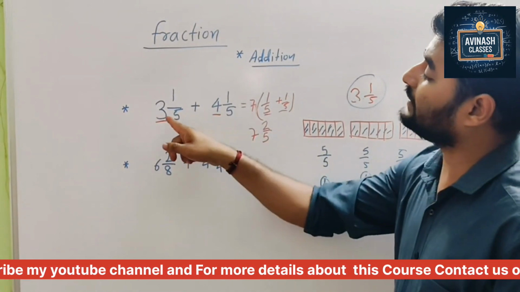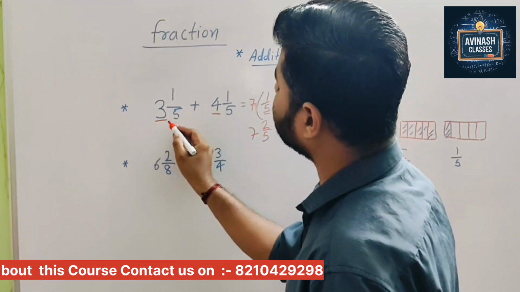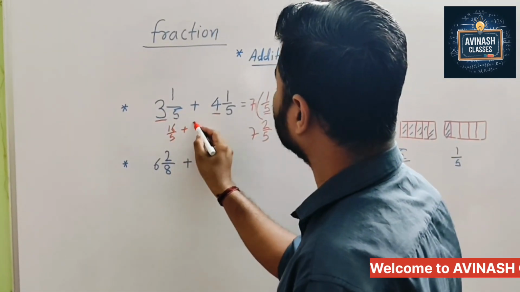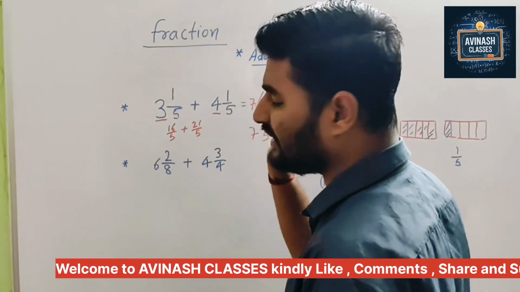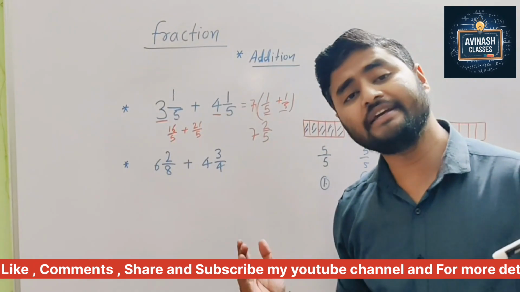If you go the other way, 3 1 by 5, you multiply 3 times 5, 15, plus 1, 16 by 5, plus 21 by 5. Then again you add, and it takes lots of time. But by using this method, we can do it very, very easily.